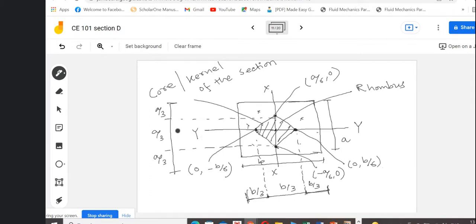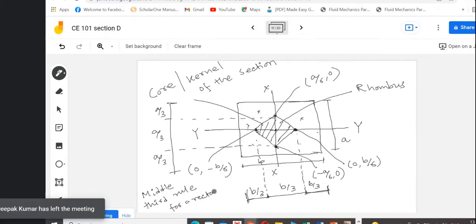Now we can see the core or the kernel of the section remains at the middle third of a rectangular section. This is known as the middle third rule for a rectangular section.